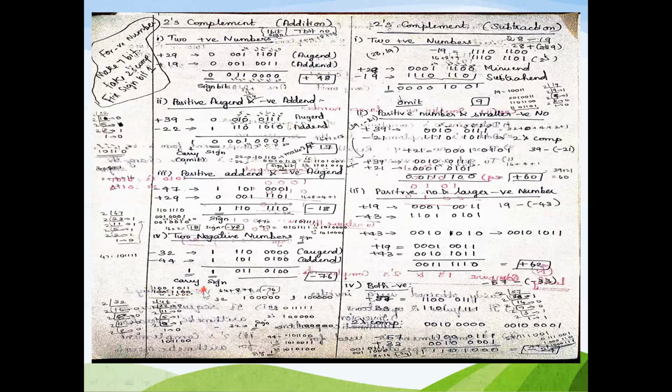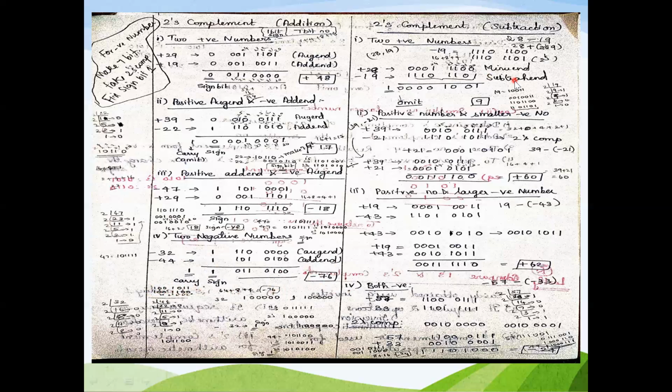When you find this resultant value, it is 64 plus 8 plus 4, which is equal to 76, and you have the sign bit of 1, hence it is minus 76. So that is how you can add the 4 cases of numbers by using the 2's complement.